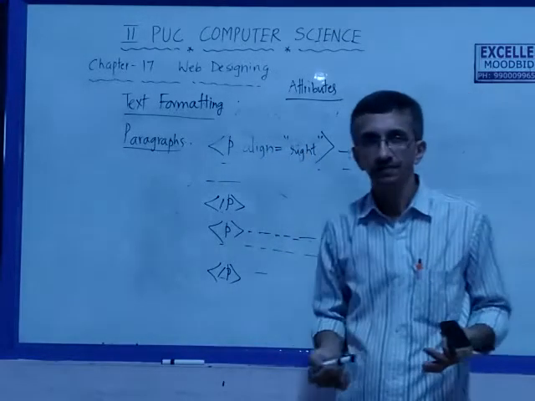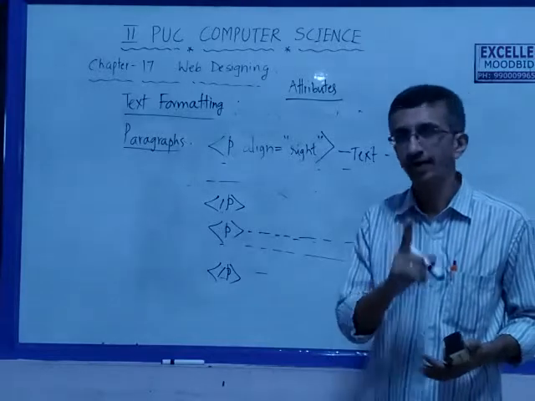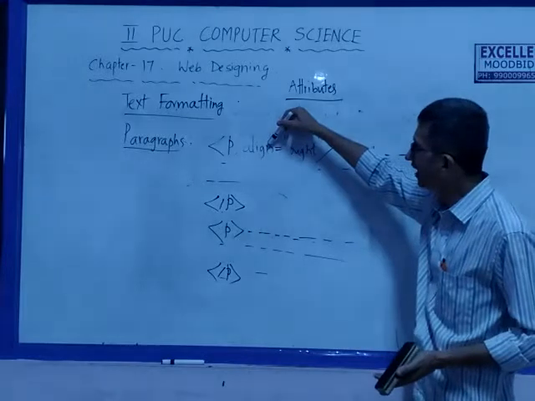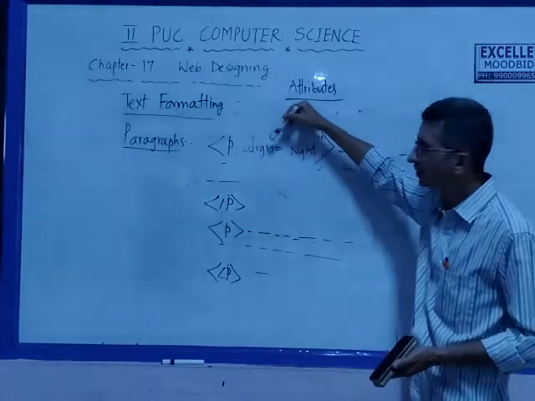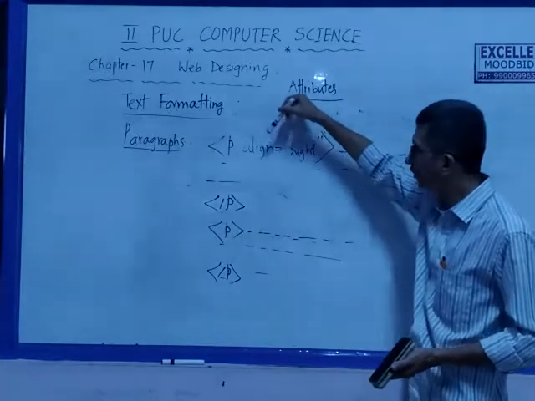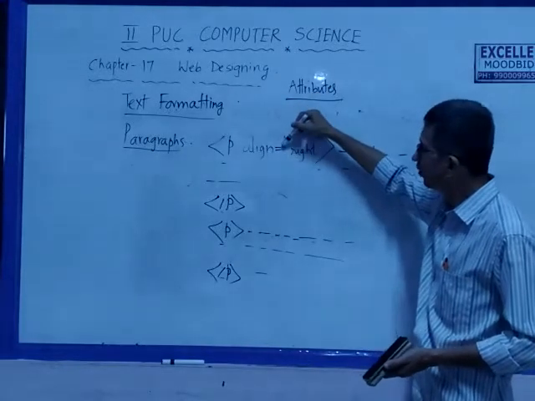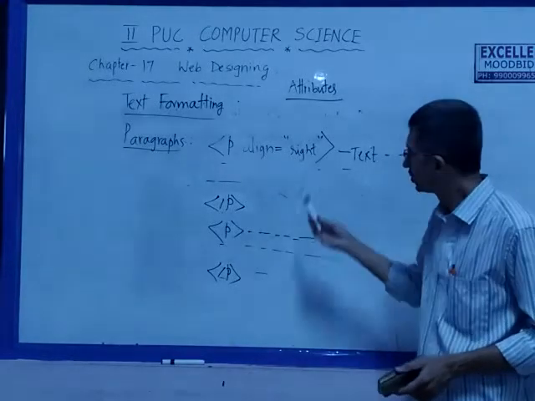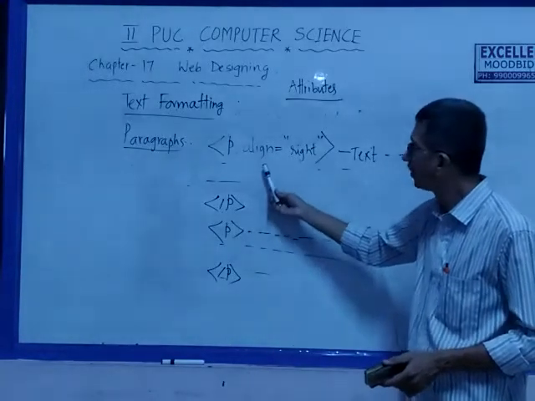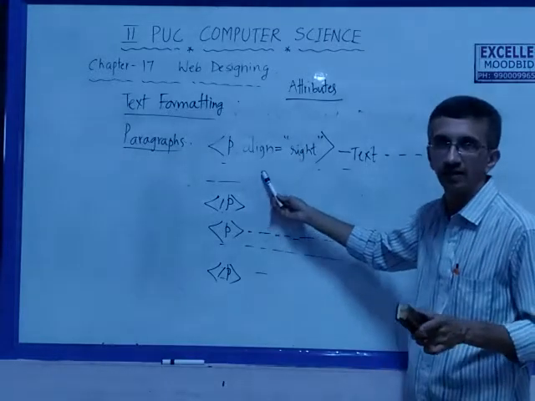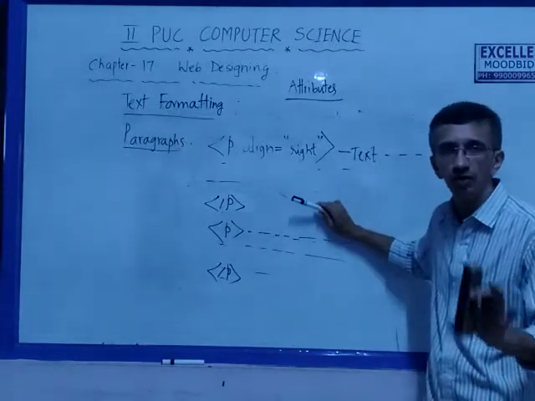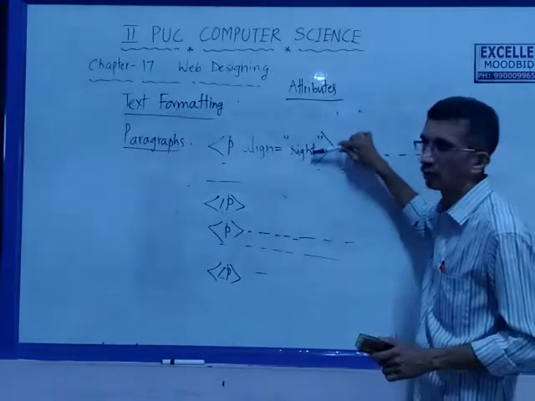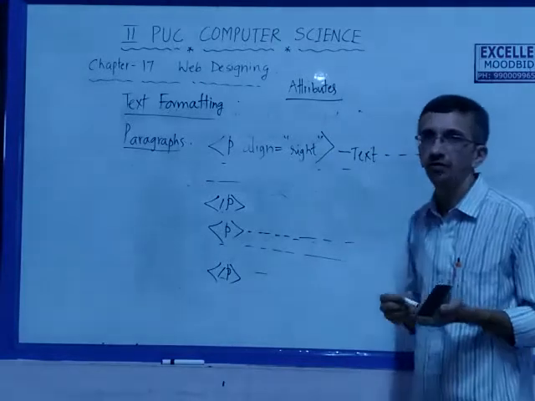Almost every tag, except a few tags, has one or more attributes in HTML. The name of the attribute is align, and it is written in this format: the property or attribute name is equal to the value within a pair of double quotes or single quotes. This is the value of this property. The attribute name is align, which specifies some alignment given to the text within the paragraph. In this case I have given paragraph align is equal to right, meaning the text in the paragraph should be aligned to the right.